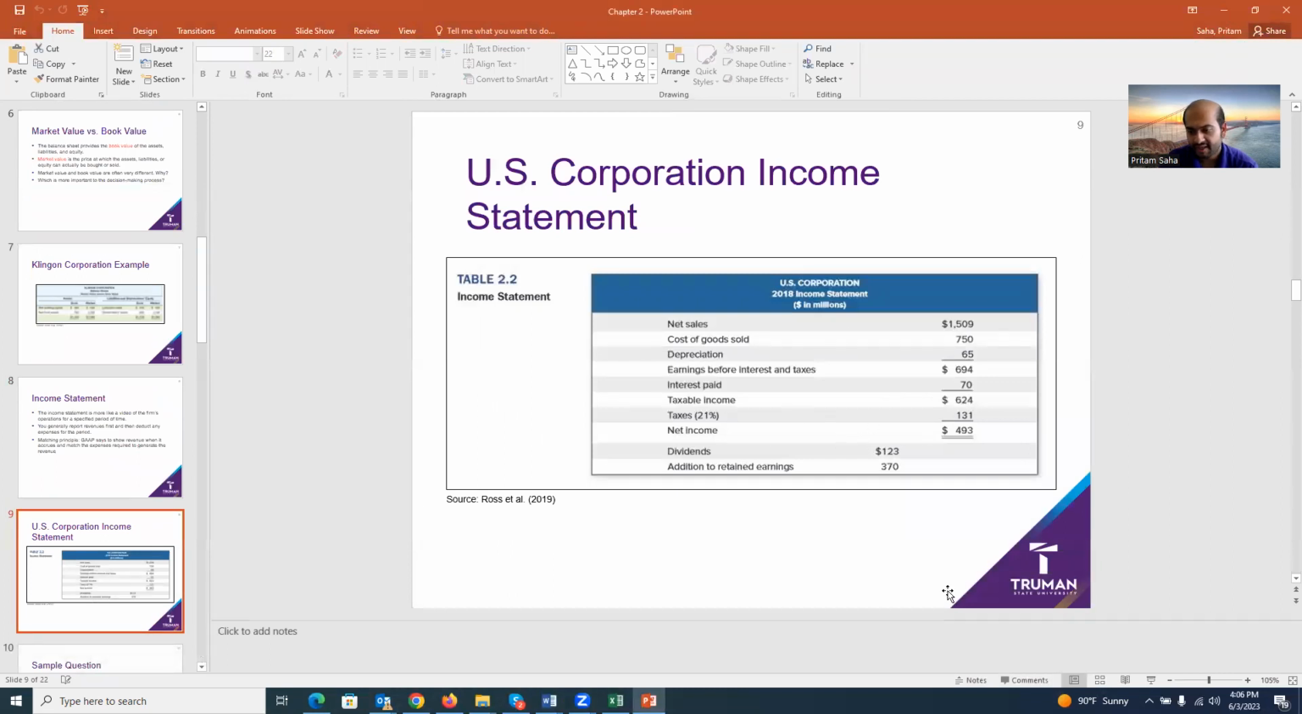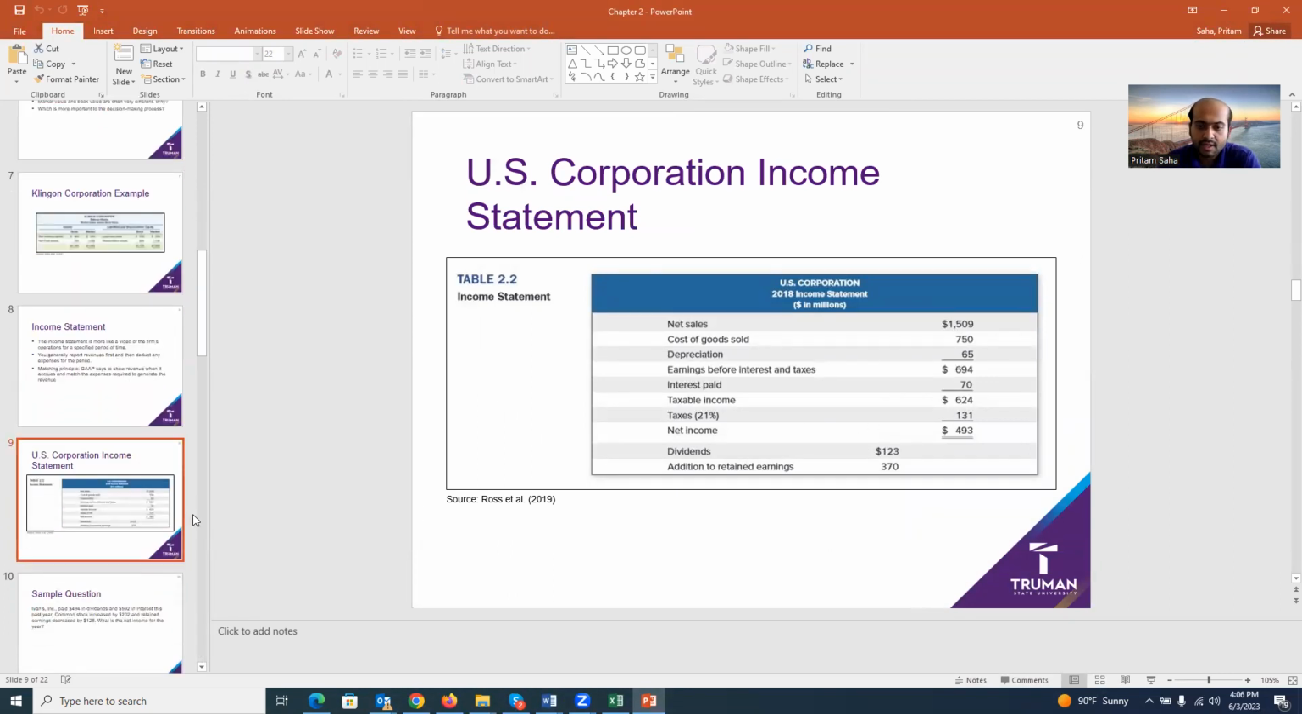So, a typical income statement. If you look carefully, the very first item of the income statement is sales. This is also known as revenue. Sales: how many products you sell during the period and what is the dollar value of the sales. Cost of goods sold: the sales you made, how much expenses you generated to produce that product. This is known as cost of goods sold.